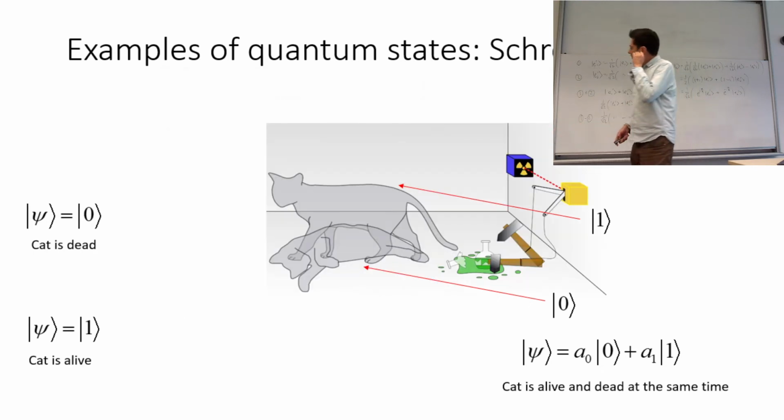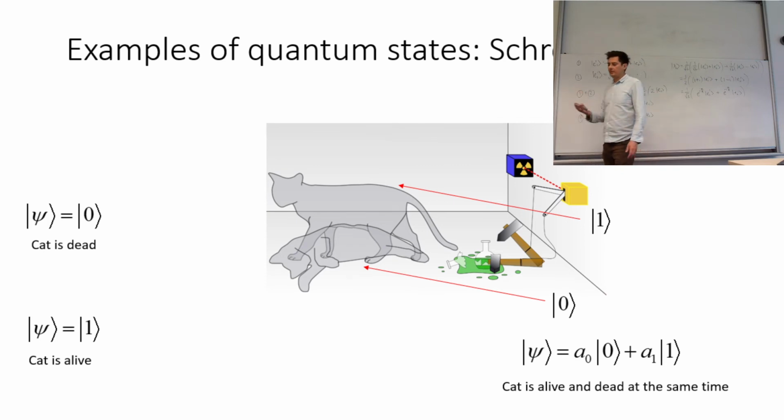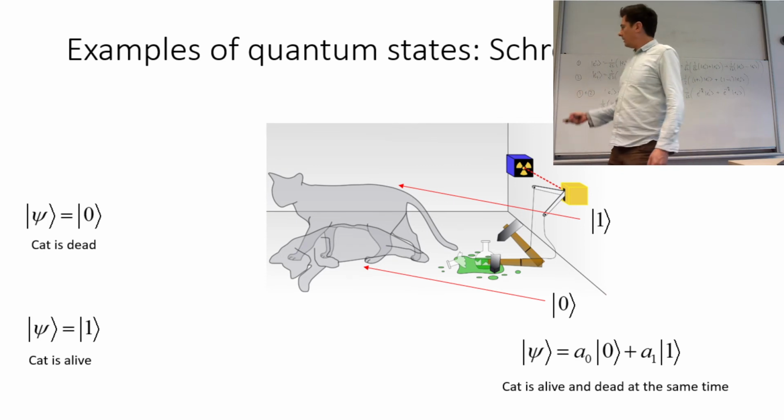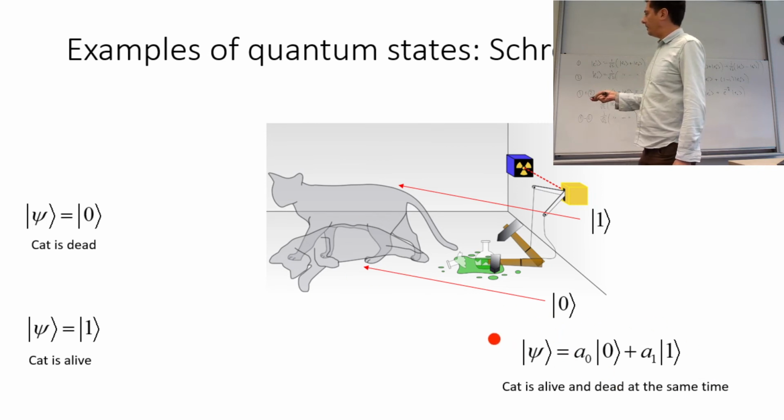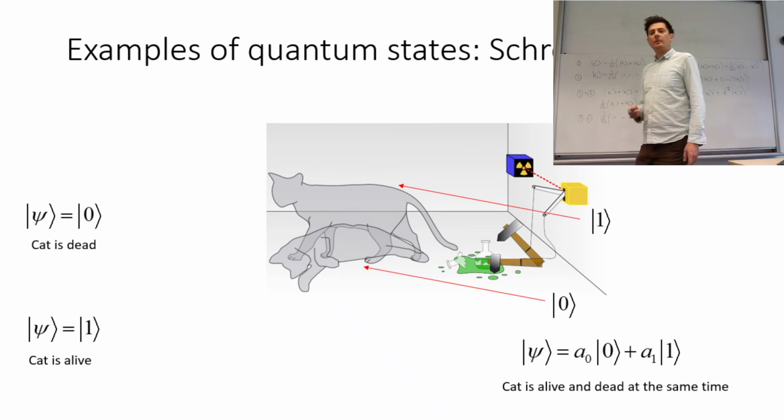Another example: Schrodinger's cat. Say we call the state where the cat is alive state 1. Maybe if the cat is dead, we call that state 0. Now, the cat can be kind of dead and alive at the same time, if you like. This is the state that describes the cat. If these are some numbers and they're both not zero, then that means that the cat will be dead and alive at the same time.